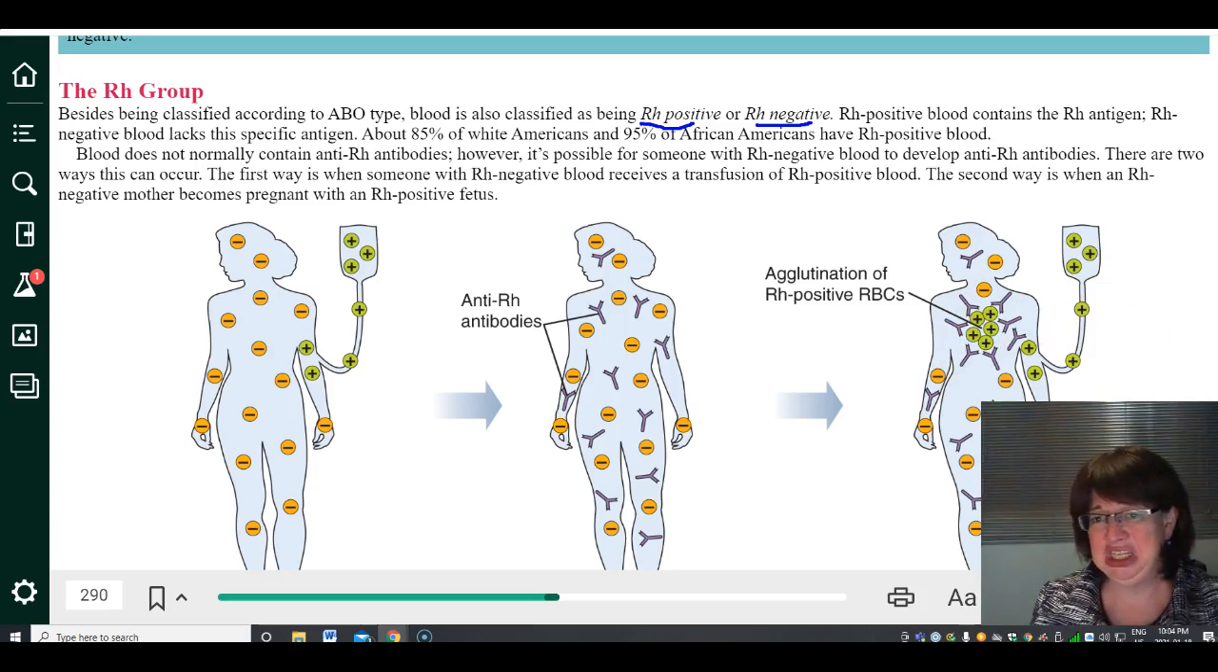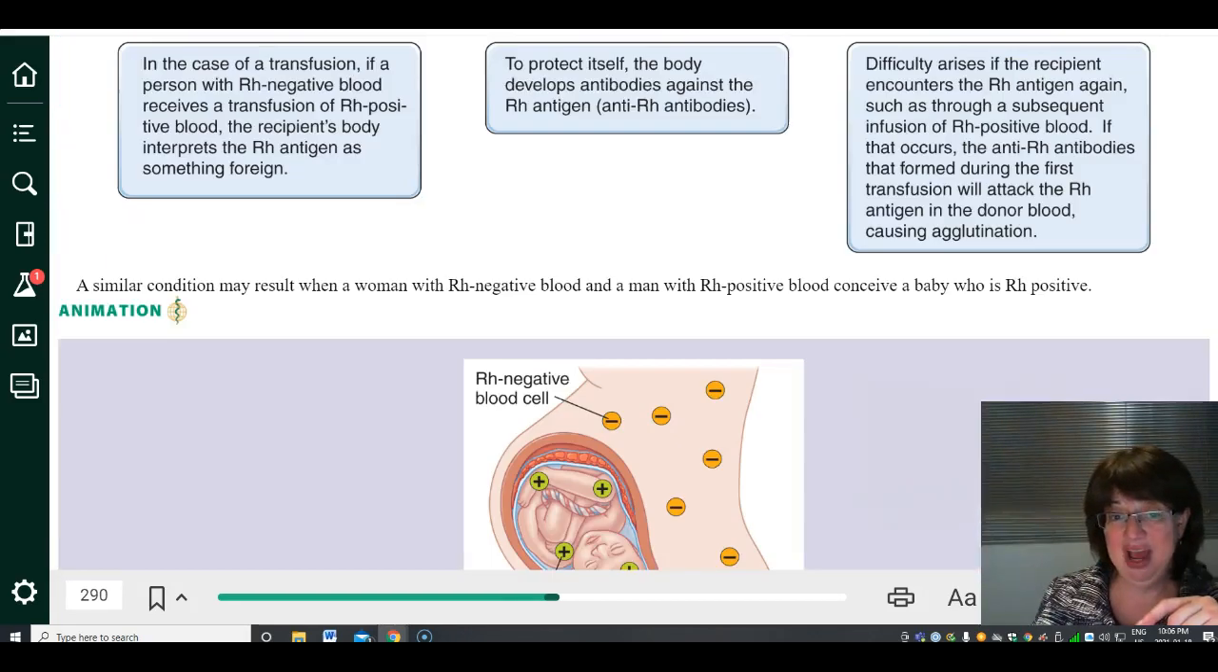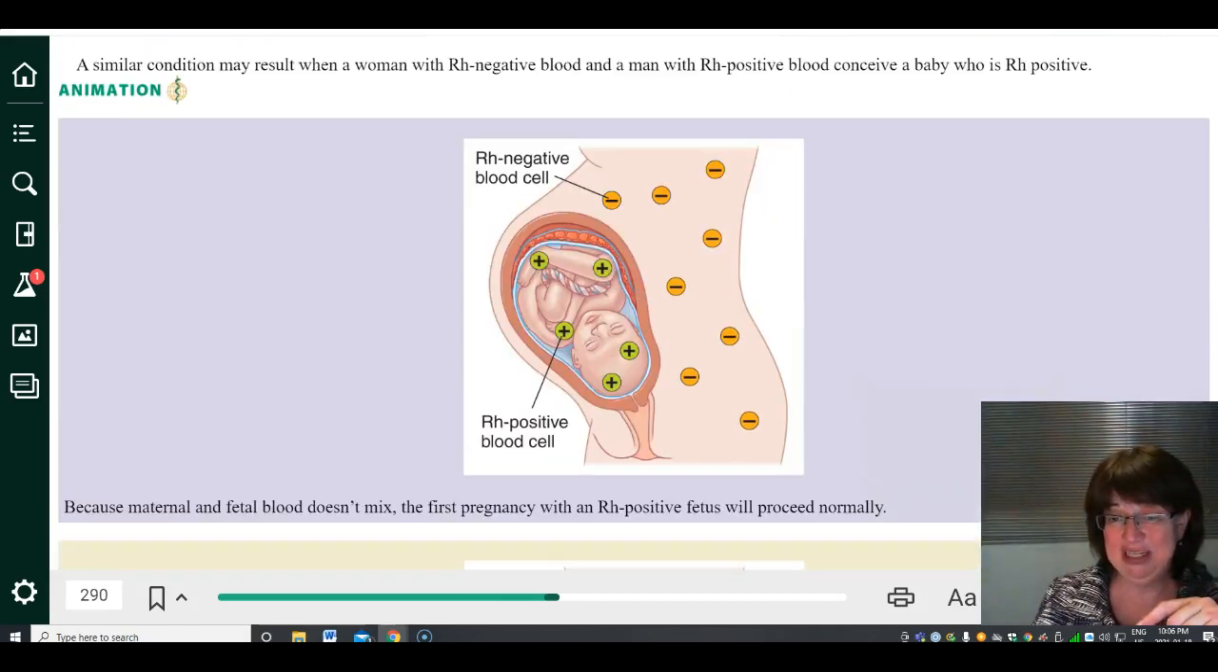And agglutination is not really clumping. It's when all the antibodies come together and they form a big chain. So they agglutinate. Okay? So this isn't a big deal unless you get the factor the second time, or if you have a baby inside you.